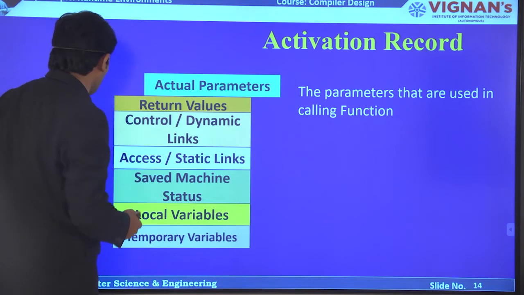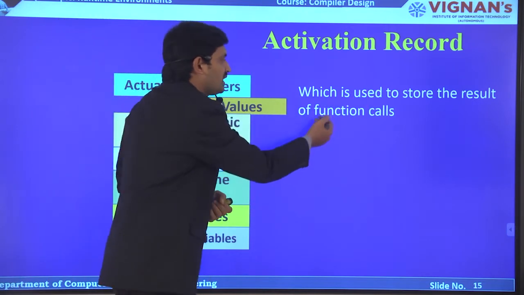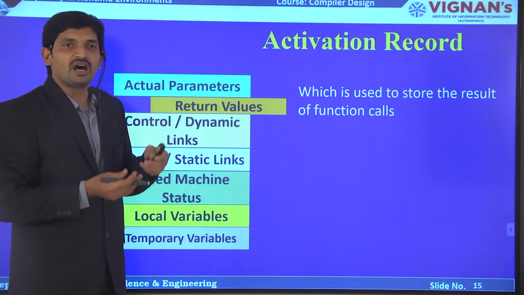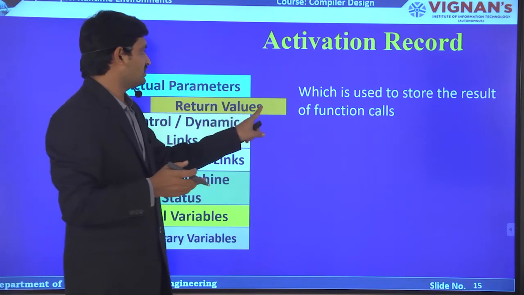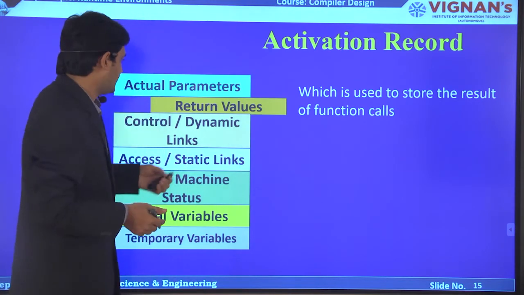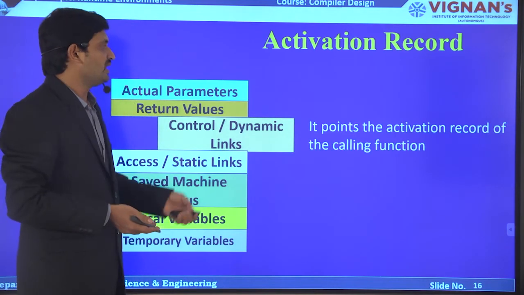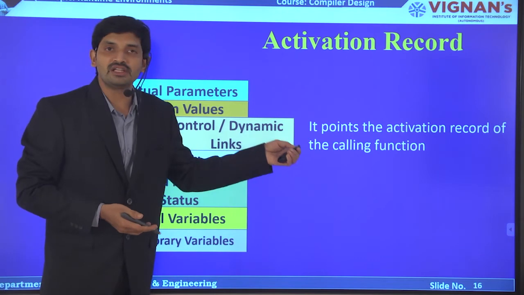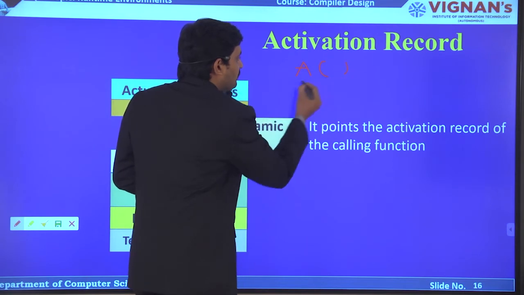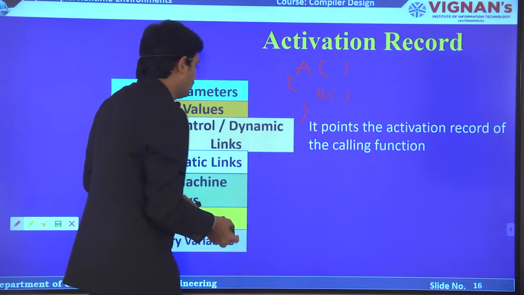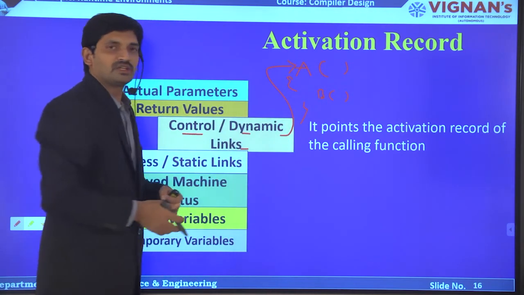Coming to the second one, the return values. What are return values? They are used to store the result of the function calls. That means after the function call, the results computed in the called function are all stored in the return values. Next, the third one, control and dynamic links. What do the control and dynamic links store? They point to the activation record of the calling function. In the previous example, A is the calling function and B is the called function, so the dynamic link points to the activation record of A.